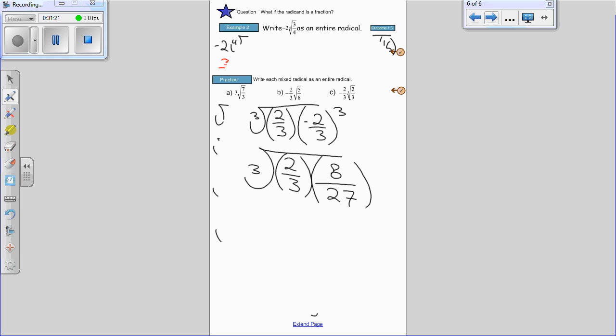Did you ever see little things like that? I'm going to forget them. Just let me know so I don't throw you. Like if you're wondering why is that like that, I probably just forgot. Okay, it happens. Go ahead and do that one. 2 times 8 on the top is going to be negative 16. 3 times 27 on the bottom is going to be 81.